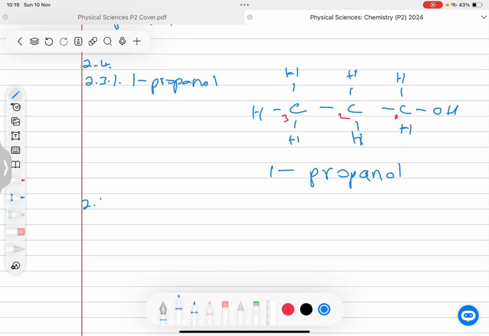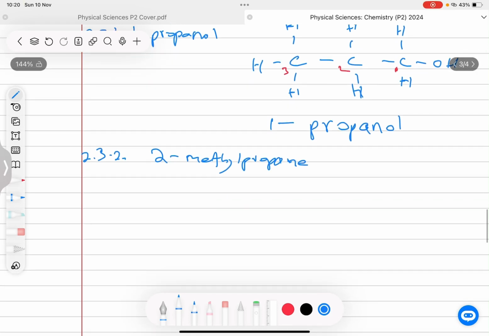So this is 2. Remember, I'm continuing with my incorrect error of numbering. So this will be 2-methyl propane.